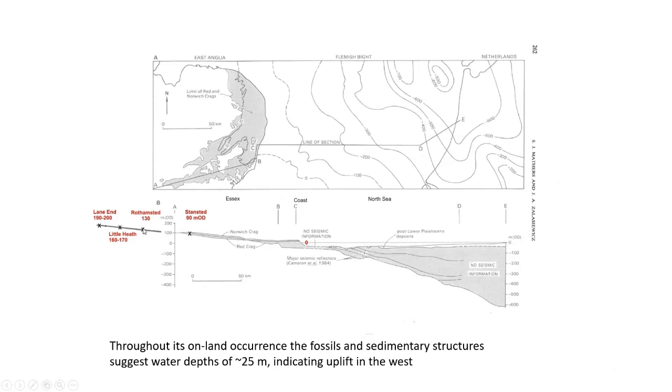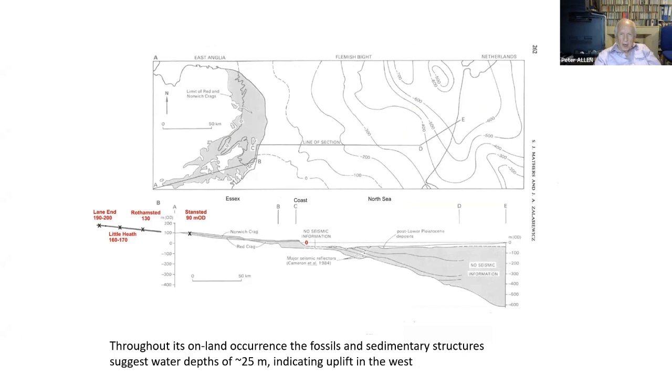Rothamsted is pretty secure, but then we get to Little Heath and Lane End, and I'll talk more about that in a moment. But throughout this area, the fossils and sedimentary structures suggest depths of about 25 meters. So when those deposits were being laid down, that was relatively flat. So Rothamsted establishes that we are dealing with the Red Crag, and because these were laid down initially fairly horizontally, obviously the west has risen. So we need to examine that a little bit.